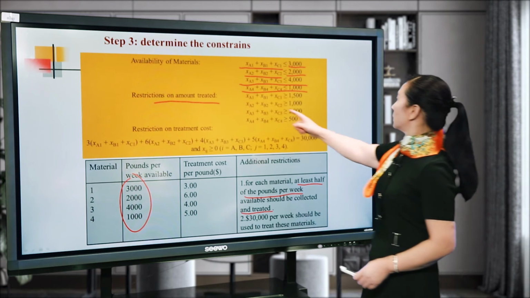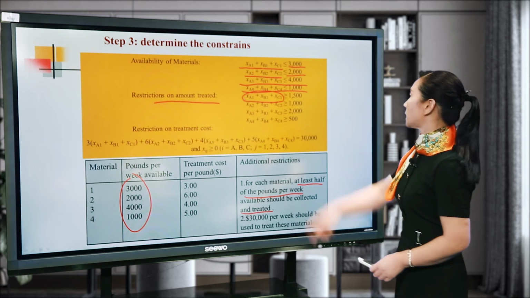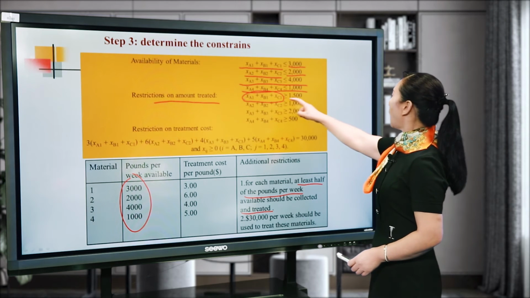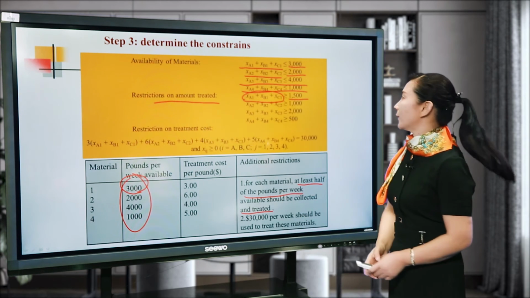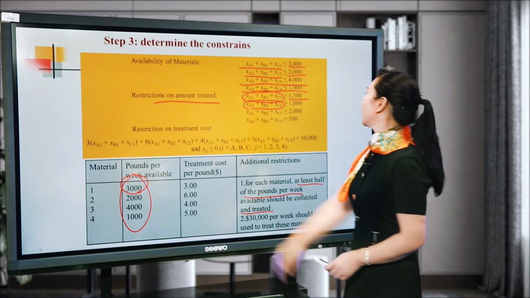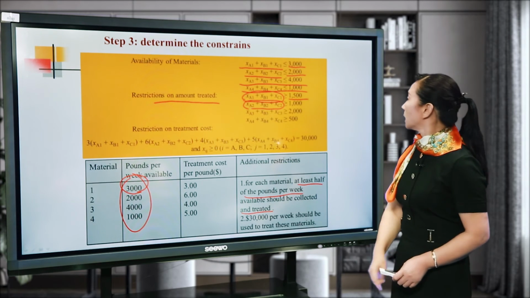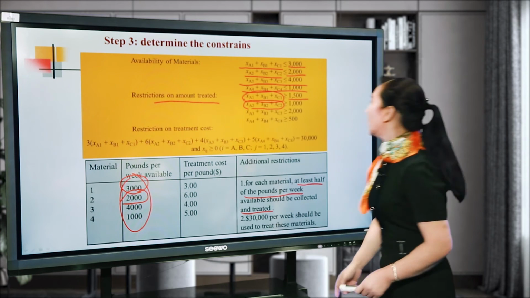So material 1 used is this amount. Grade 1 is half of this, 3,000. And the material 2 used in the proceeding must be greater than or equal to half of this number, and so on.